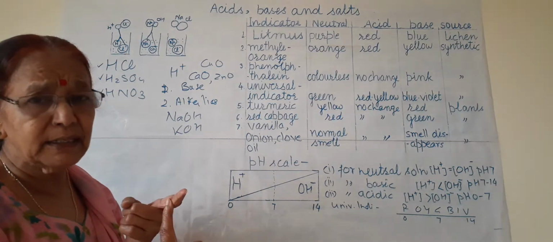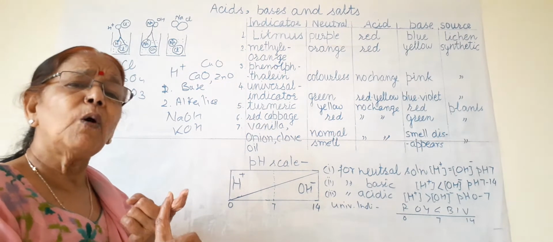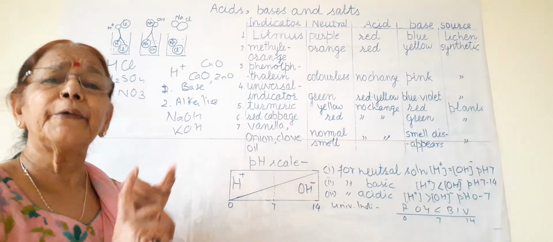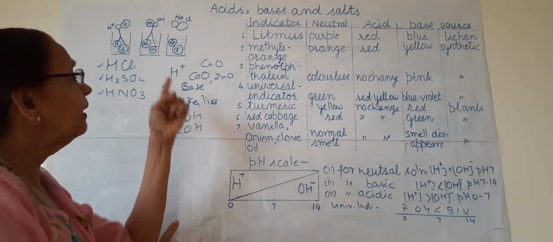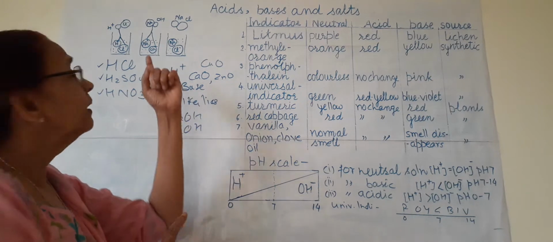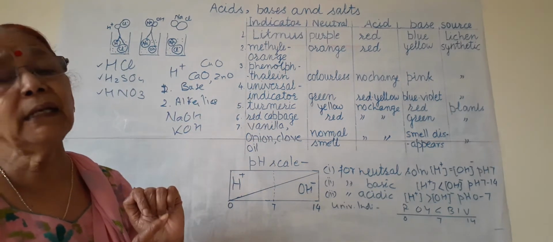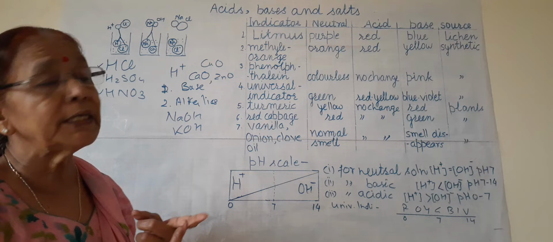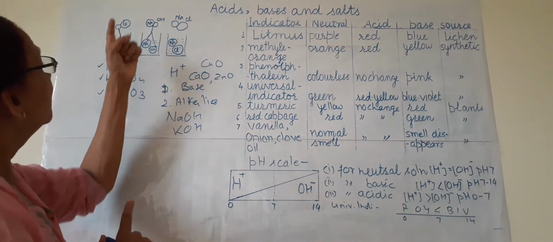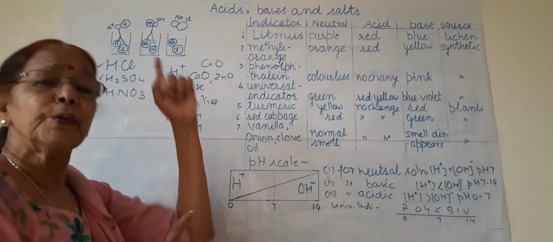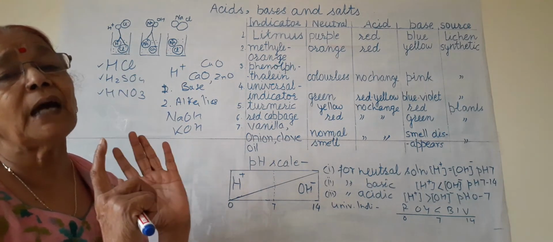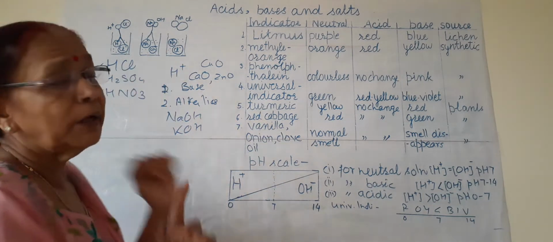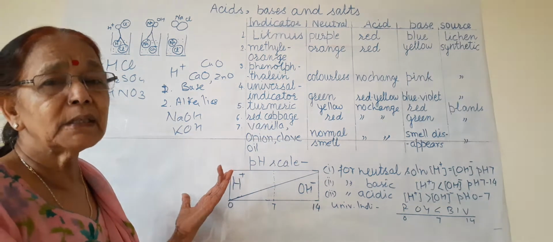And second, they do not always produce hydroxyl ion in water. It is not necessary that all the bases produce hydroxyl ion in water when they dissociate. But it is mandatory that all the acids should produce hydrogen ion. But all the bases are not producing OH or hydroxyl ion. So this is about the base.